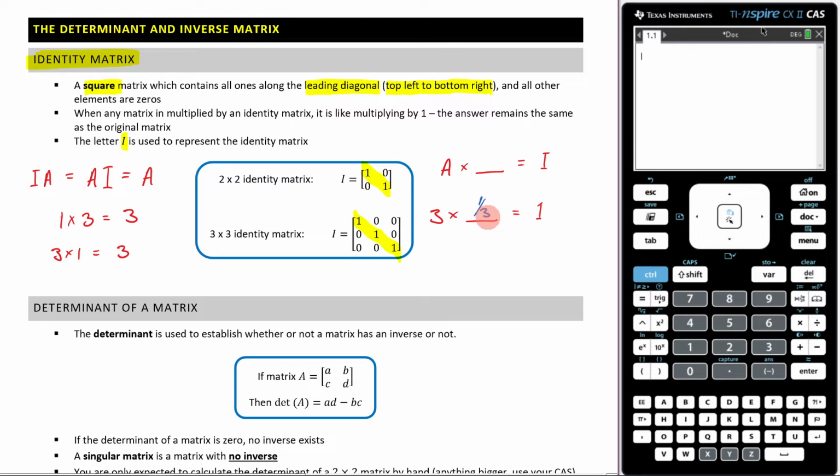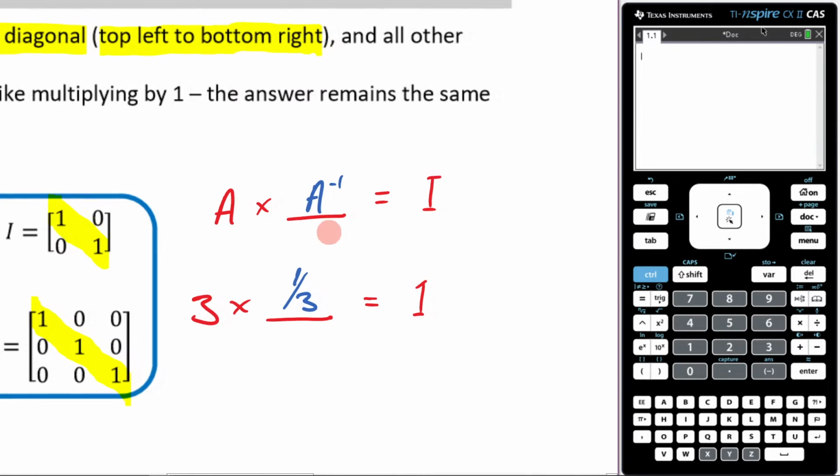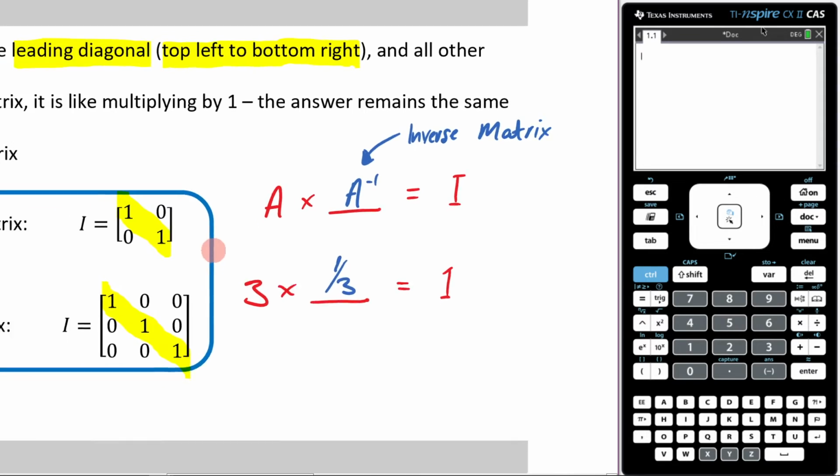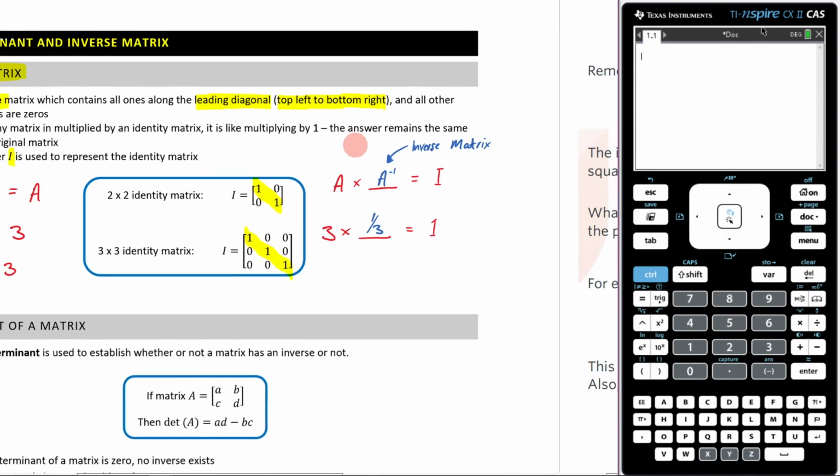And so too, if we're going to get an identity matrix out, what we're going to multiply A by is the inverse of A, which we denote with A raised to the negative 1 there. This is what we call an inverse matrix. And that's what we're leading up to in this lesson, what we're trying to figure out. So that's what it's all about.